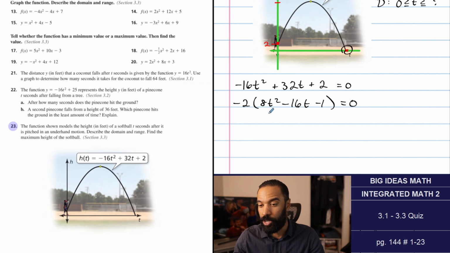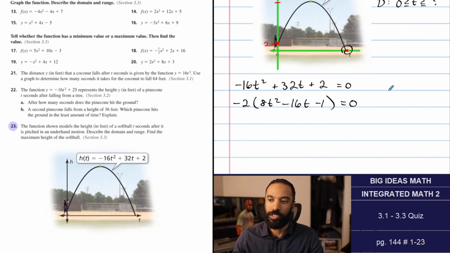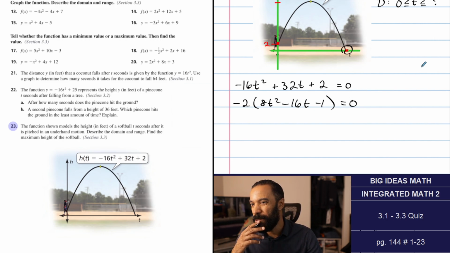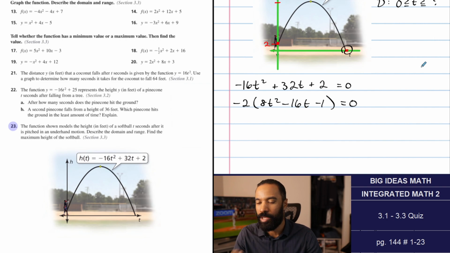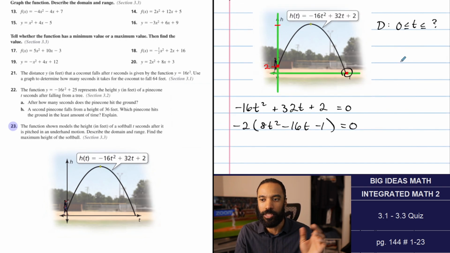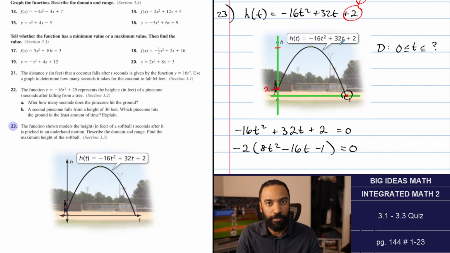It's not a perfect square trinomial. This is not factorable. Okay, so this one's not factorable. So I think they probably do want you to use a graphing calculator in this case, because there's a way to solve this using what's called the quadratic formula or completing the square. That's all in chapter 4 though.